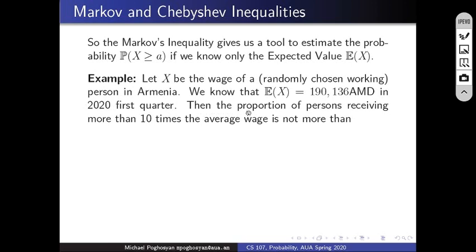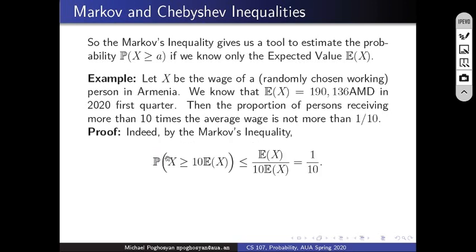So then the proportion of persons receiving more than 10 times that average is not more than 1 over 10. This is a simple consequence of the Markov inequality. So the probability that x, our random salary of a person, will be 10 times the average is less or equal than the expected value over this 10 times average. So expected values will be cancelled.